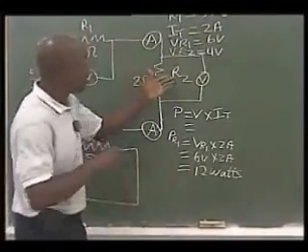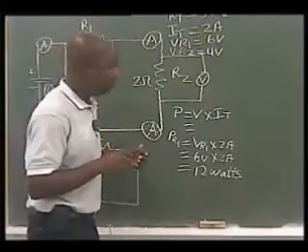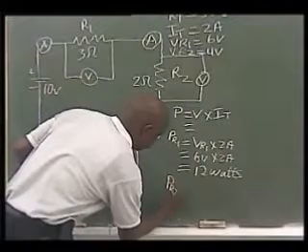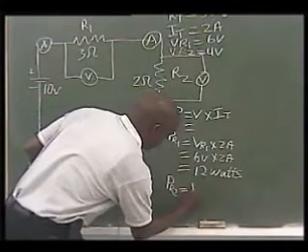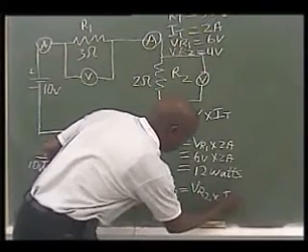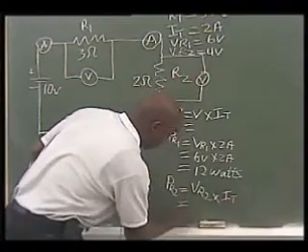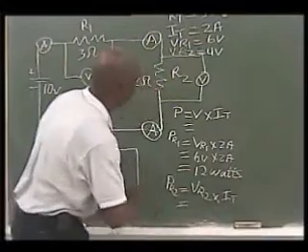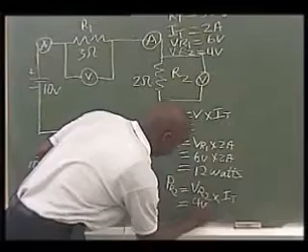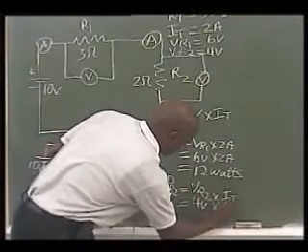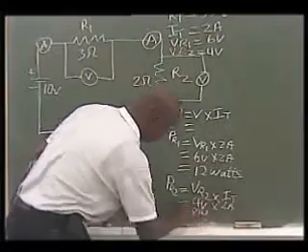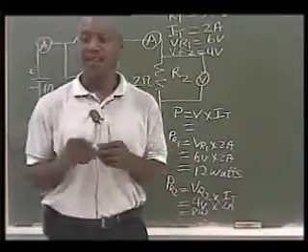How much power is consumed by our second resistor R2? PR2 is equal to VR2 times IT. And when you work that out, you're going to get 4 volts times 2 amps, which is a total of 8 watts. All right, and it's as simple as that.